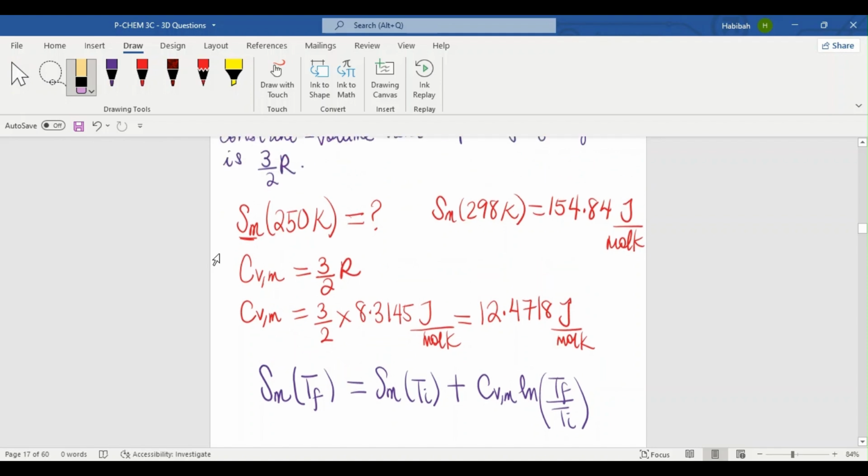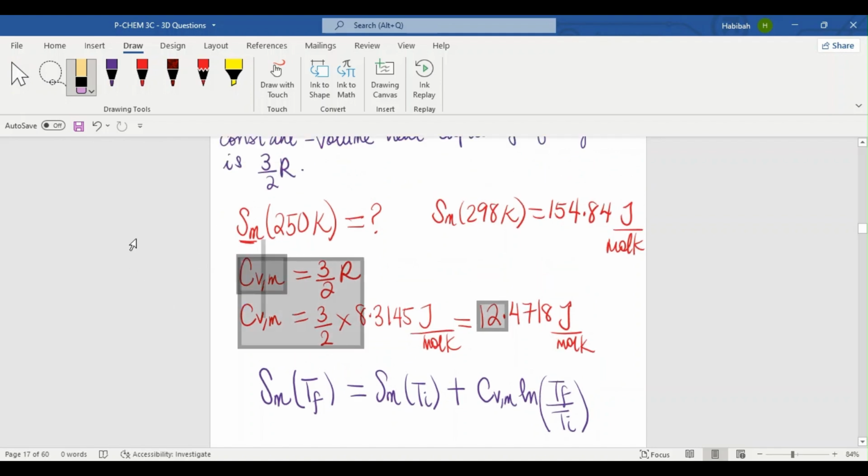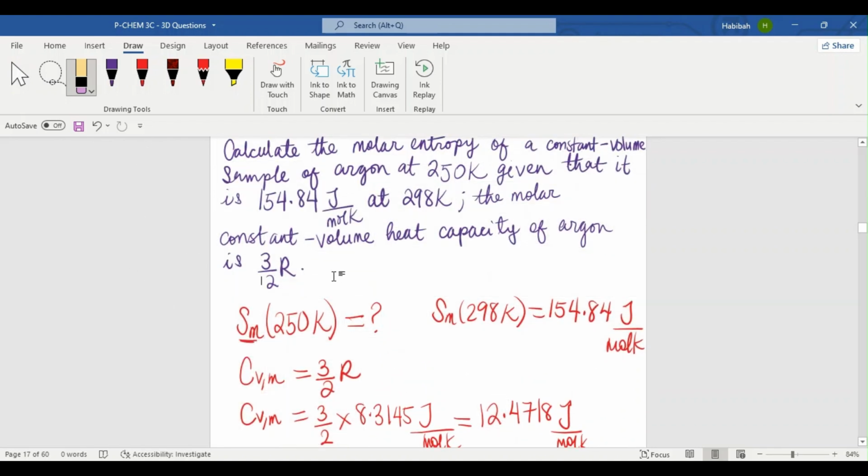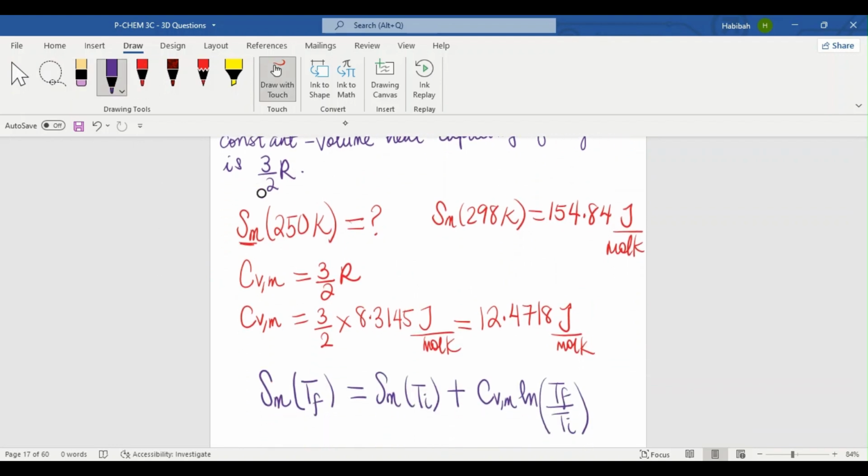Now I want to quickly mention something to you. We already have the molar entropy, and we have C_V,M. But we have to determine what is the initial temperature and what is the final temperature.